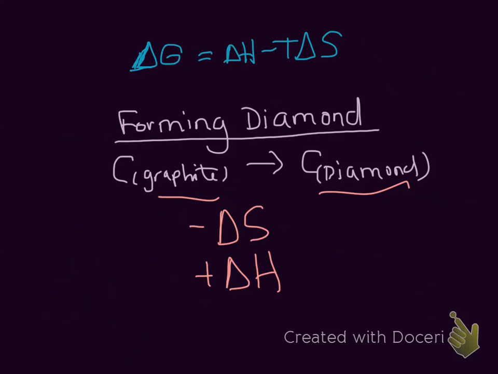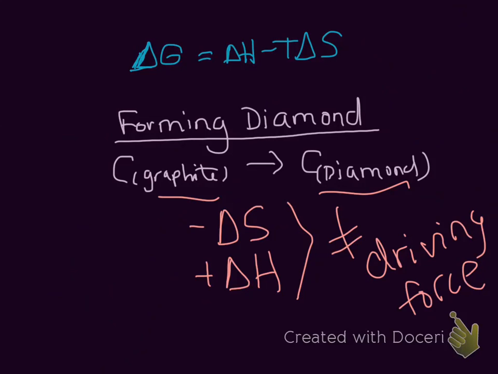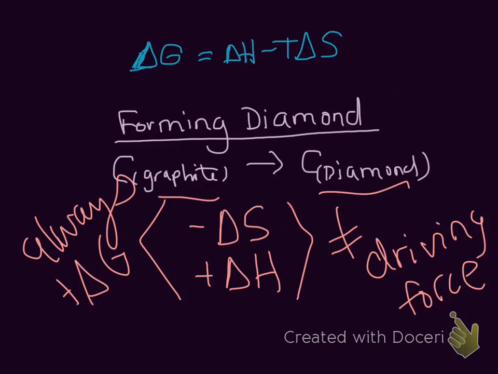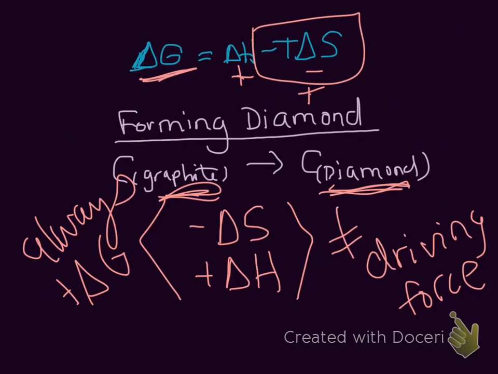So if we think about this in terms of driving forces, neither one of these is a driving force here. If you do not have a driving force, this reaction will always have a positive delta G. So even if you increase the temperature, graphite will not transform into diamond. We've got a positive here, we've got minus and negative, so the whole factor is positive. There's no way for a positive and a positive to add up to give you a negative, so this will always be positive.